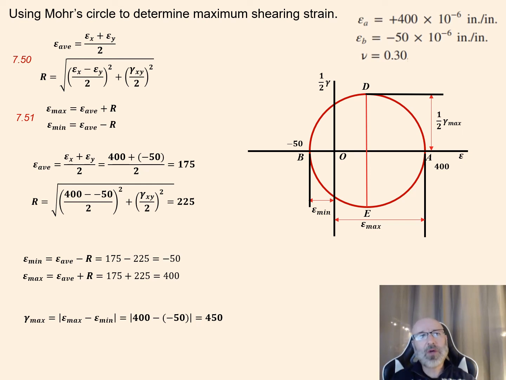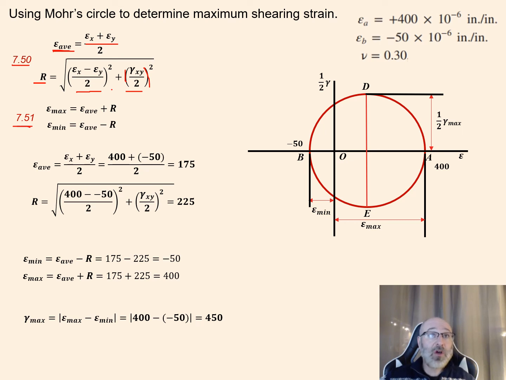So that's something we're going to do right now. We're going to take a look at equations 7.50 and 7.51 back in our textbook for the same part A of this Mohr's circle problem. Our average strain, epsilon average, is equal to epsilon x plus epsilon y over 2, and our radius is equal to the square root of epsilon x minus epsilon y over 2, squared, plus our shear strain over 2, squared. So we can start plugging in our known values.